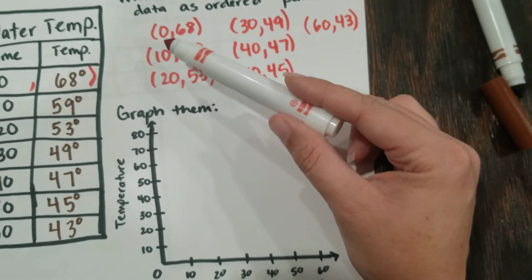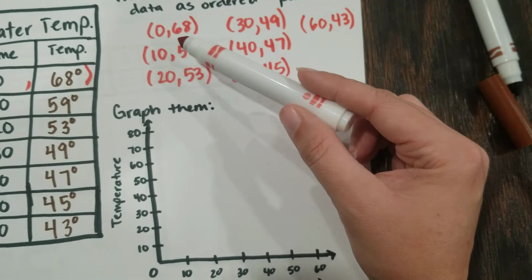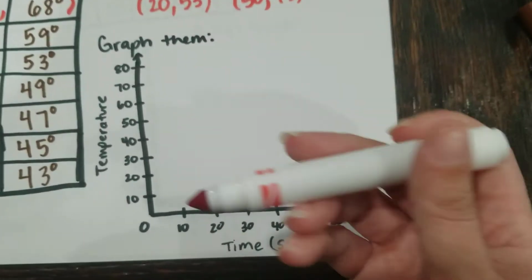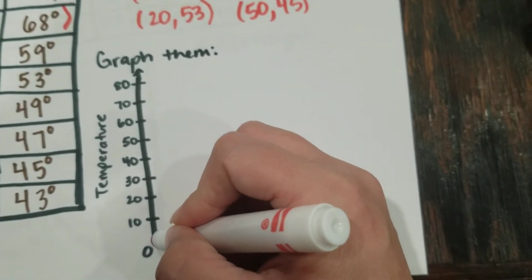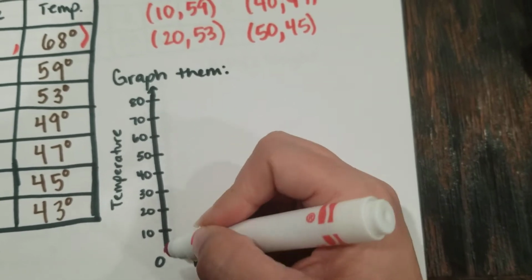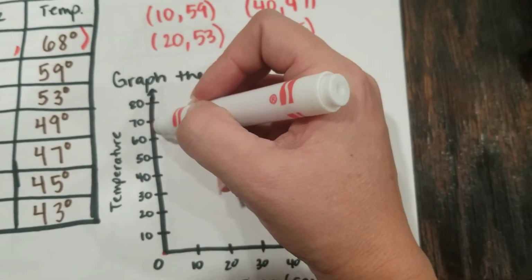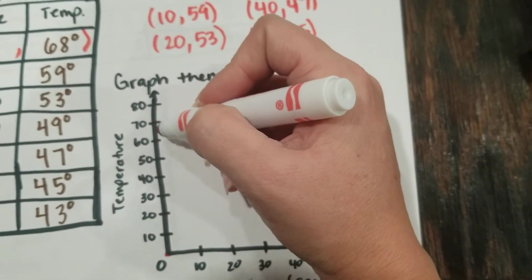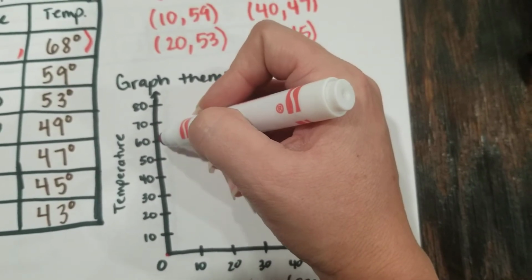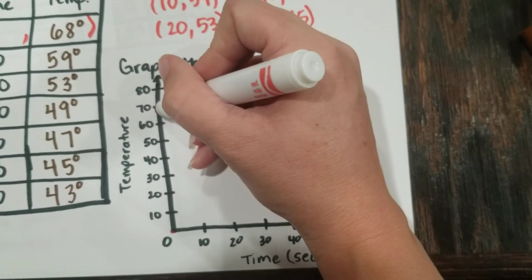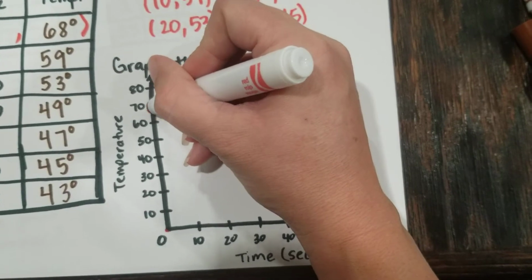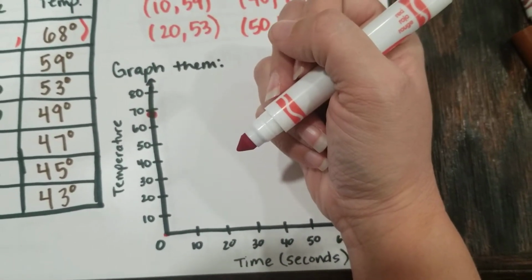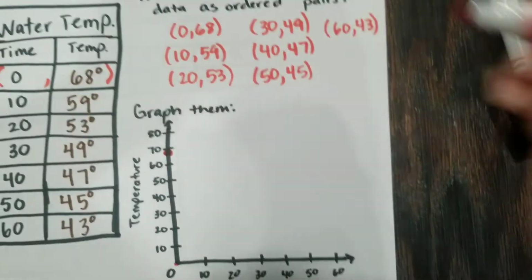So this means it's going to be over 0, up 68. So starting at origin, we're going to go over 0. That means we're not going to go over at all. And then we're going to go up to 68. Now, we got to kind of estimate here. So 68 is between 60 and 70 for sure, but it's a little closer to the 70. So I'm going to put it right here, like right underneath the 70. So there's my first one.